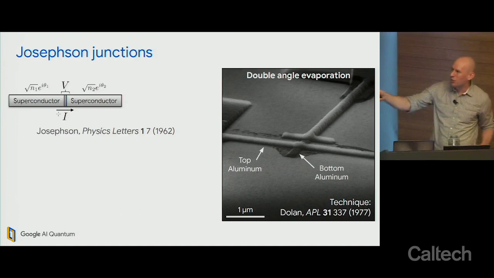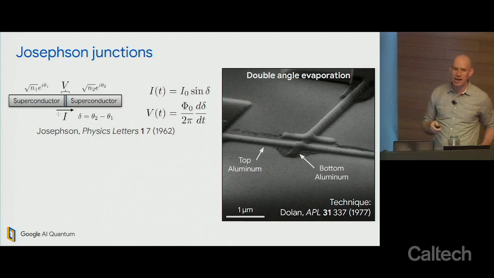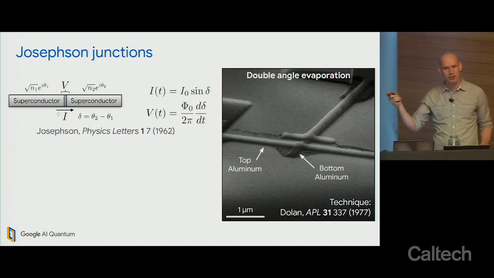And the two superconductor pieces can have different phases, and Josephson observed that that difference in phase is crucially related to the voltage across the junction and the current through the junction. So this is kind of like Newton's laws for Josephson junctions. But the reason that we love Josephson junctions so much is we can use them to make a nonlinear inductor.